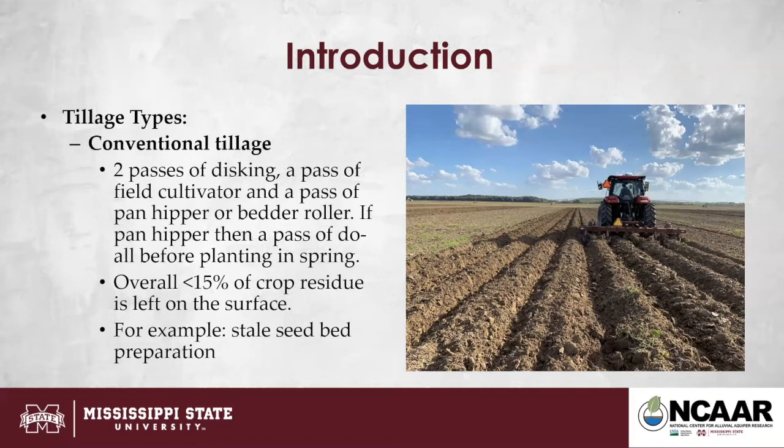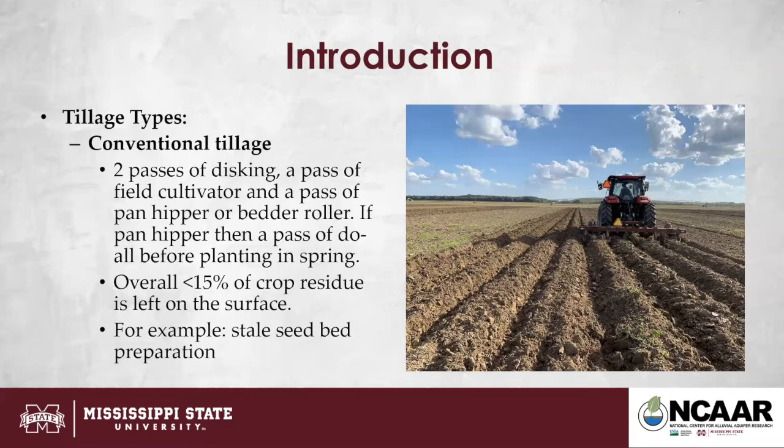Overall, when we talk about conventional tillage, anything which leaves a residue which is less than 15% on the surface is called conventional tillage. For example, what we do over here is a stale seed bed preparation, where we do all the conventional tillage operations if the weather permits in fall, and then wait till spring. And in spring, we go ahead and do a burn down application and go ahead and plant our cash crop.